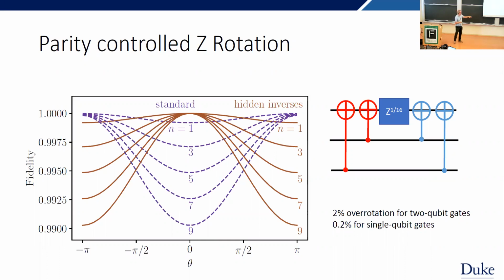So now, if we add this idea of an error, which is that there's an intensity fluctuation on the laser, what we see is that the hidden inverses and the standard approach work better on opposite sides of this angle. So if the angle is small, like it often is in quantum simulation experiments, switching to hidden inverses leads to a much higher fidelity of this whole gate sequence. And this is simulation.